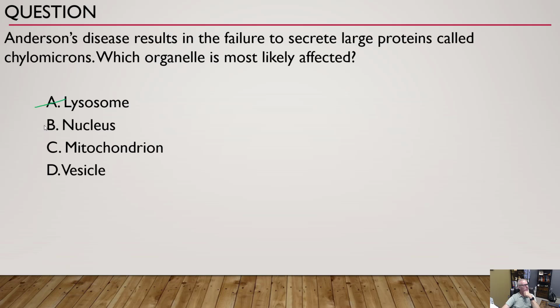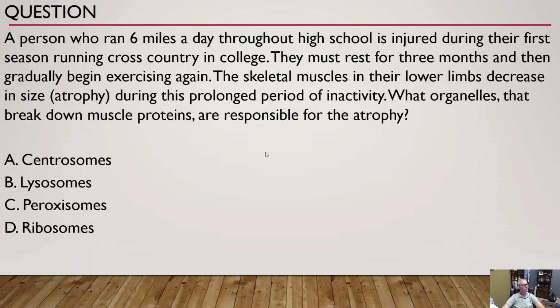The nucleus stores DNA and creates ribosomes. Mitochondria produces ATP. So vesicles are packaged proteins, they have those packaged proteins in the vesicles, and they secrete proteins outside the cell. So that would be the answer that we go with.